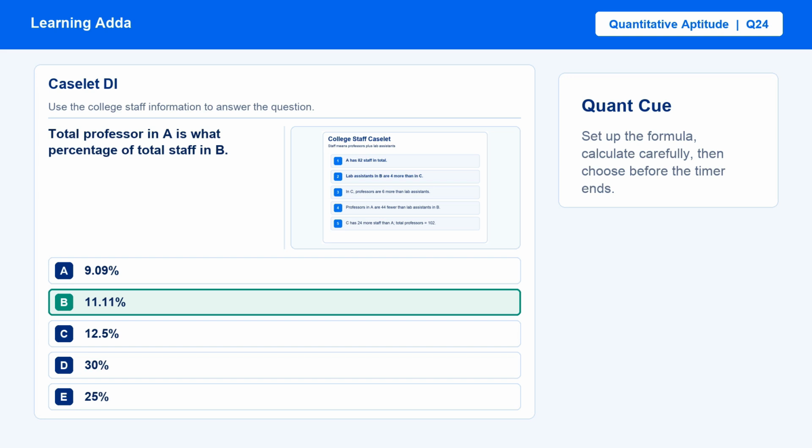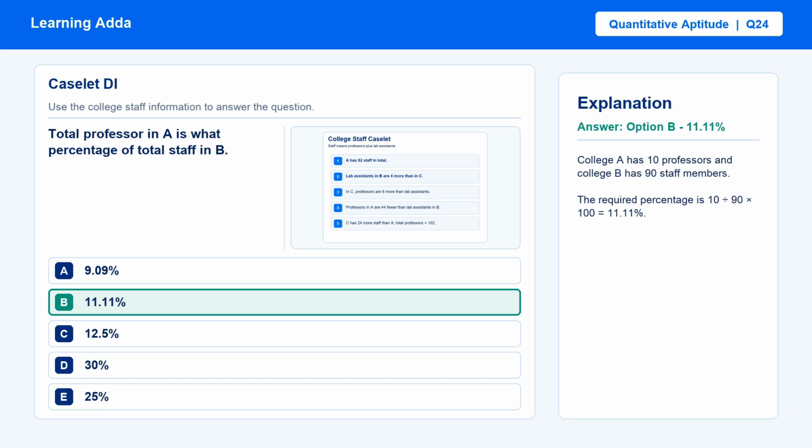The answer is option B, 11.11%. College A has 10 professors and College B has 90 staff members. The required percentage is 10 divided by 90 multiplied by 100, which is equal to 11.11%.